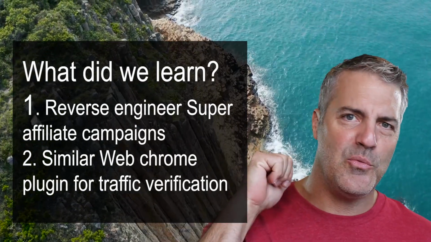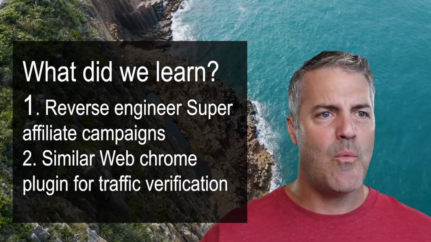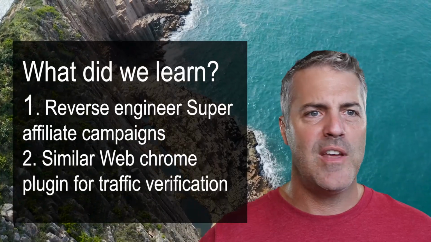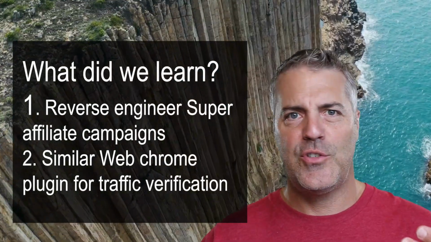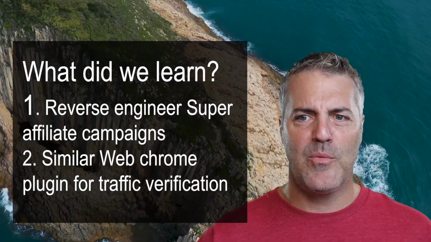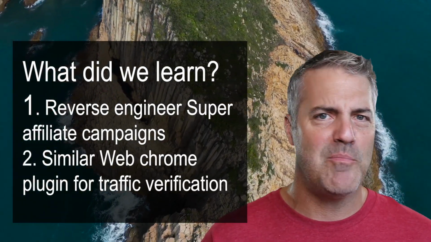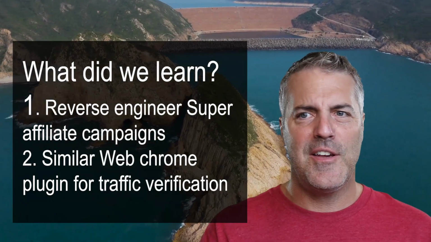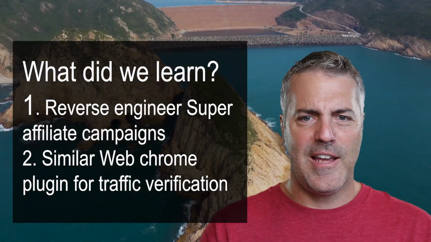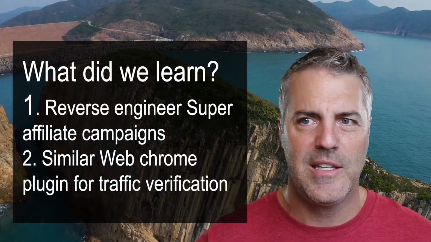So what did we learn today? We learned how to reverse engineer and hack super affiliates and make sure that what we're doing is driving traffic to an offer that seems to be working. And we use SimilarWeb's Chrome plugin to help us with that information, to make that decision. Basically, all of the answers are just laid out here in front of you. All you have to do is replicate this system.